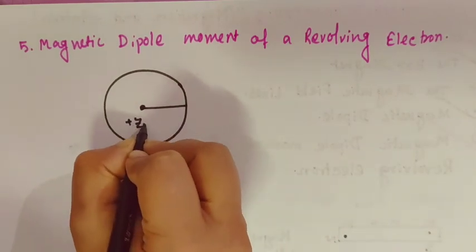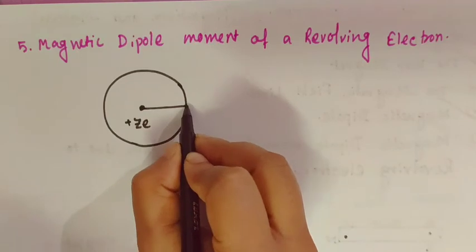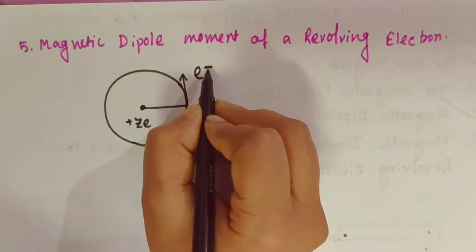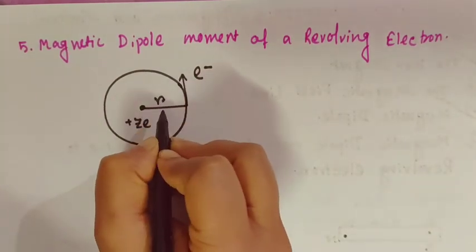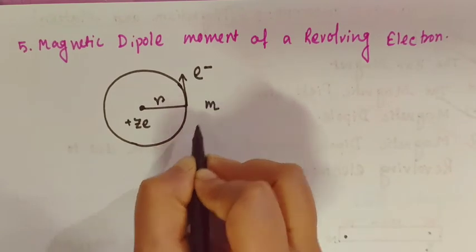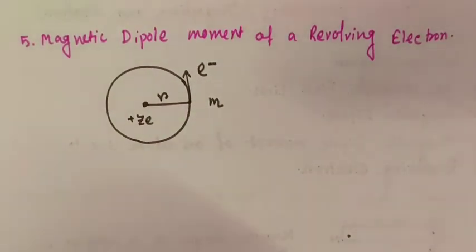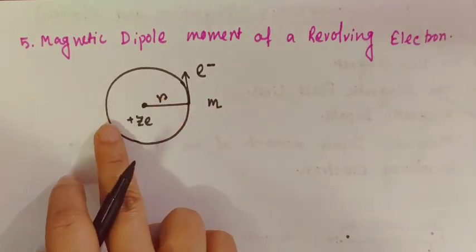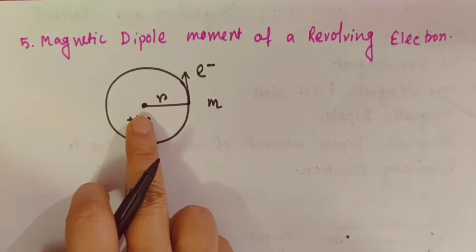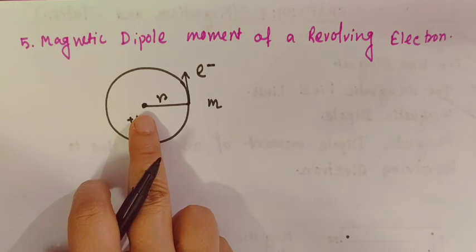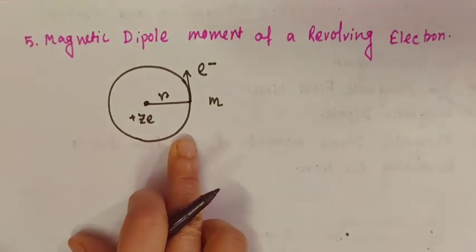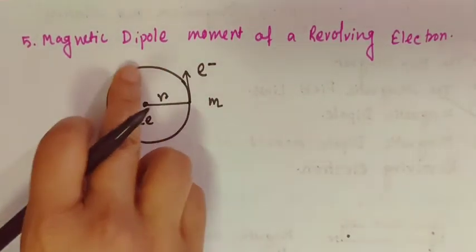So at the center the charge is Ze. Suppose the electron is moving in this direction, the charge of the electron is minus e, the radius of this circular path is r, and the mass is m. So this simple picture is of an electron of charge minus e revolving around a nucleus of charge plus Ze in an atom. An electron moving in such a circular orbit is equivalent to an electric current. So whenever an electron is in motion, that means current is generated.